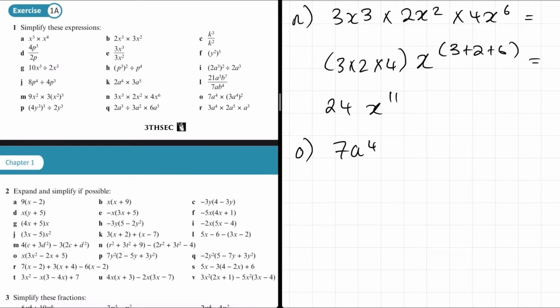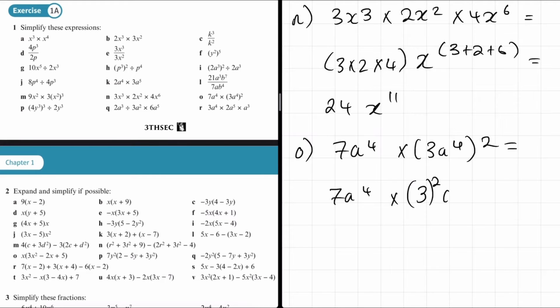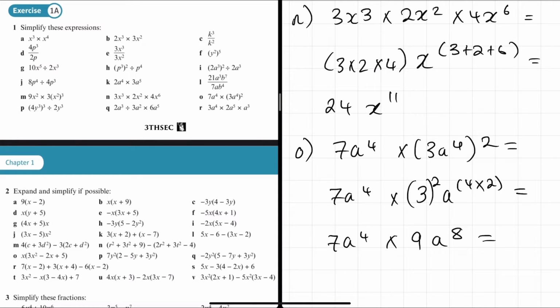7a to the power of 4 times 3a to the power of 4 squared. So we have 7a to the power of 4 times 3 squared, and then a to the power of 4 times 2. This leaves us with 7a to the power of 4 times 9a to the power of 8, which gives us 7 times 9 is 63. a to the power of 4 times a to the power of 8 is a to the power of 12.